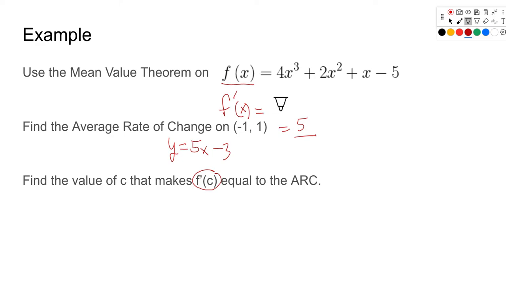So 3 times 4 is 12, x squared, subtract 1 from the exponent. The next term, we get 2 times 2 is going to give us 4, x to the first power. Take the derivative of x to the first, and we get 1, x to the 0, which is 1. And we take derivative of -5, we get 0. So this is our derivative. And what we're going to do is we're going to say that somewhere, there is some x value where this derivative will be equal to 5.